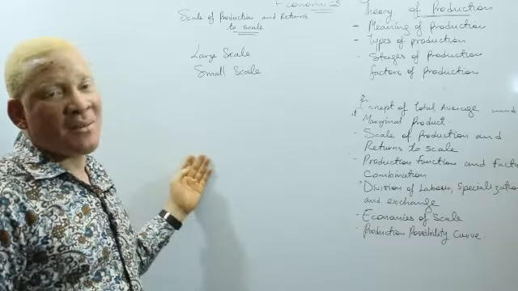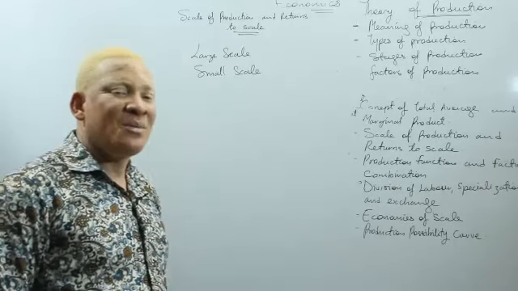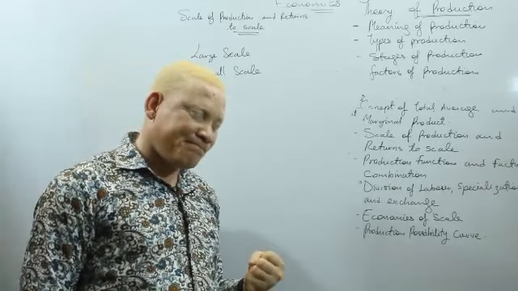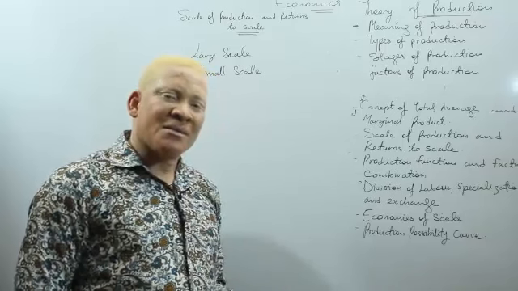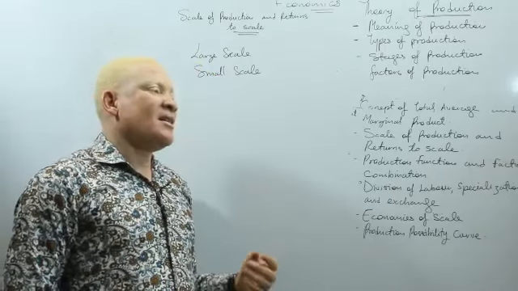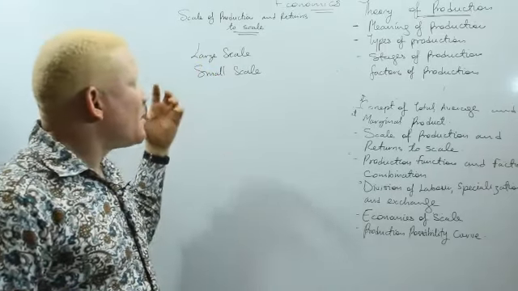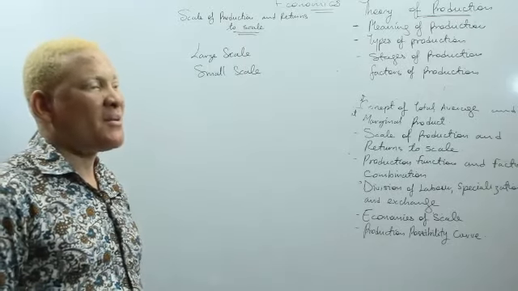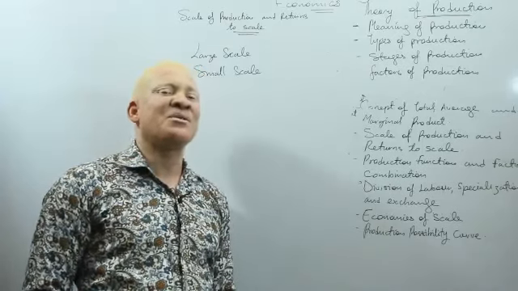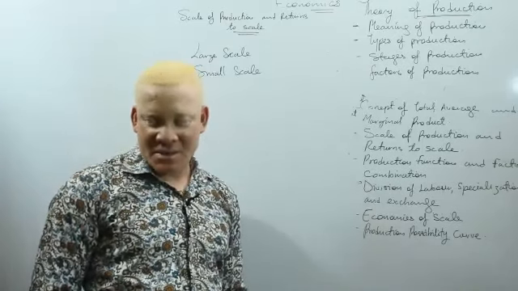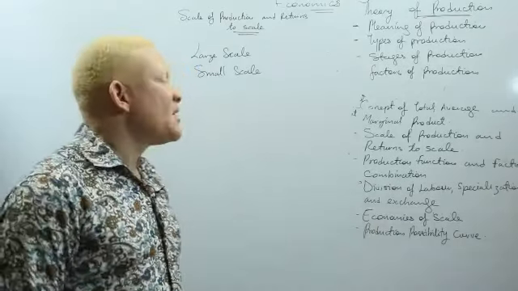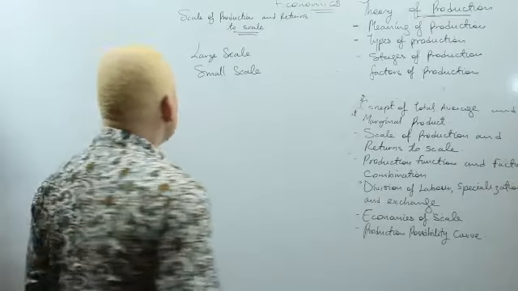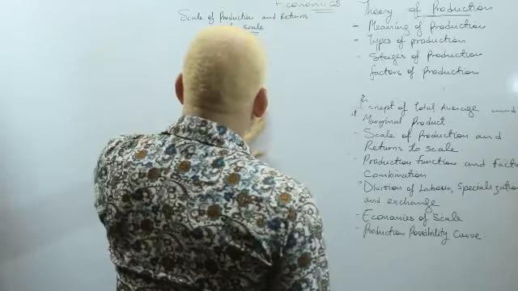And even in small scale, some other times the crude production processes could be involved. So in other words, you could be producing in an unrefined environment. Now, that is the difference between large scale and small scale production.